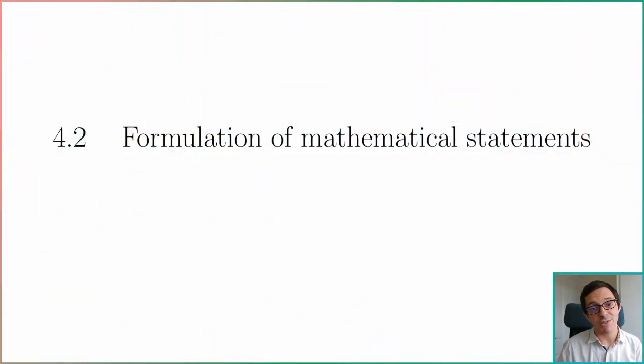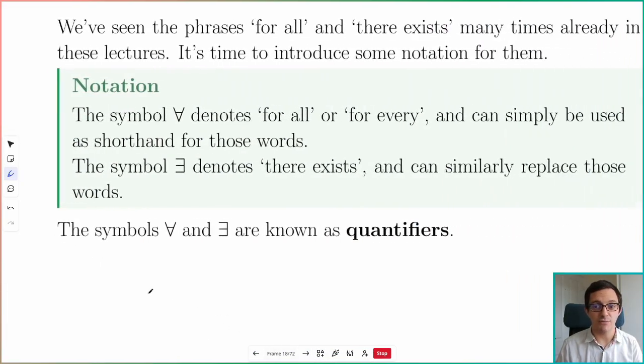This is the video for section 4.2, which is all about the formulation of mathematical statements. I have a couple more pieces of notation to show you, and then we'll look at some mathematical statements, including lots of warnings about things that might go wrong and some examples of things going wrong. Let's meet the notation first.